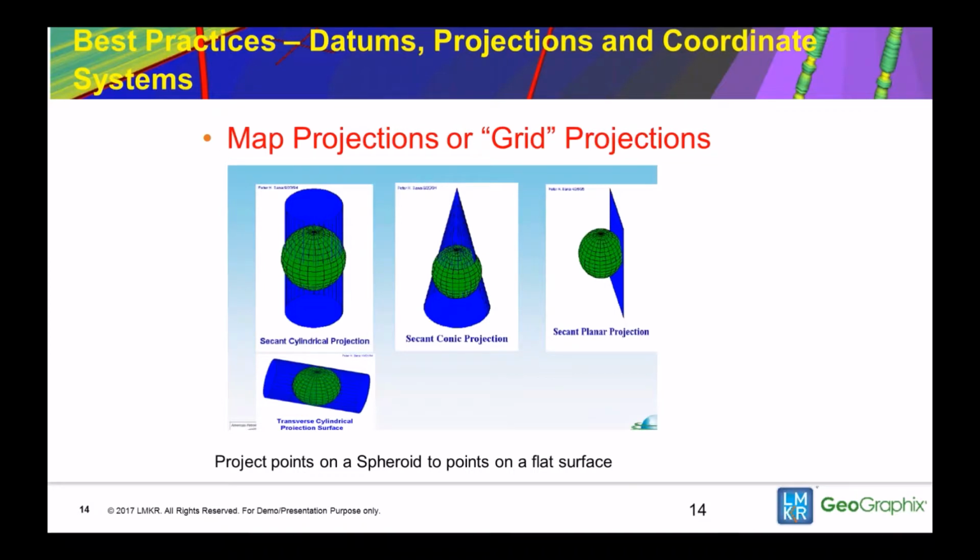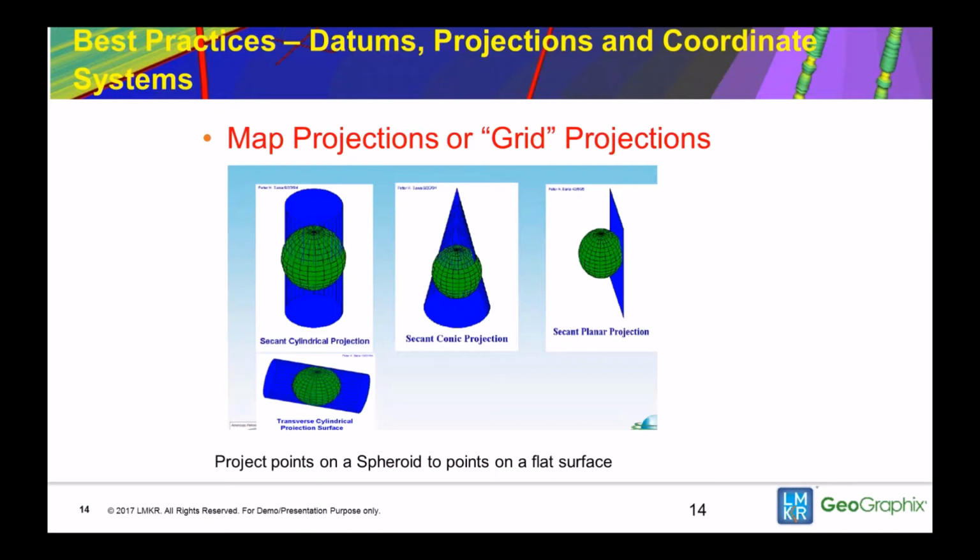Okay, so now we know what a datum is and a geographic coordinate system is, and remember, locations are always defined by lat long. But now we need to make a map. So when we make a map, we need to project those latitudes and longitudes, those geographic coordinates, onto a flat surface or a Cartesian surface.